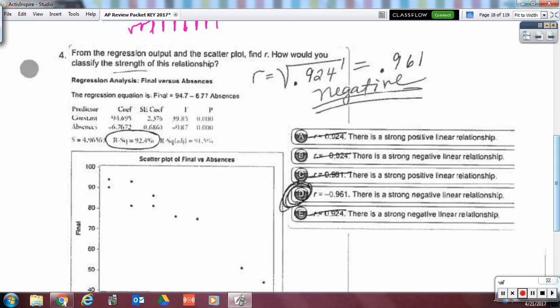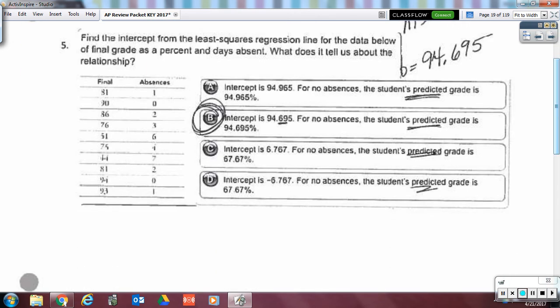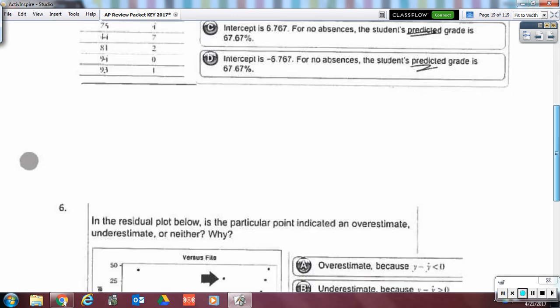All right, here you're getting your correlation from R squared, but don't forget, R is the same sign as what? Slope. Okay, moving on. This one, you had to get the equation of the line, knowing that absences is the independent variable, and you're using those absences to predict your final. So that gave you that.